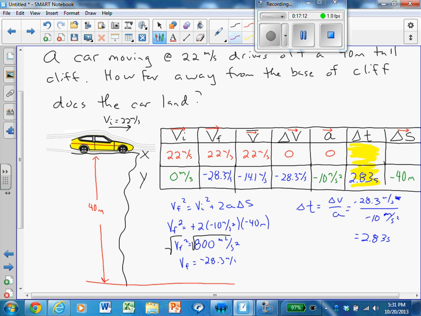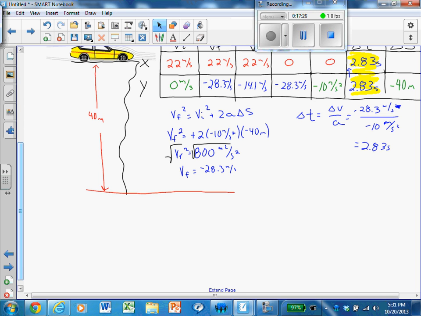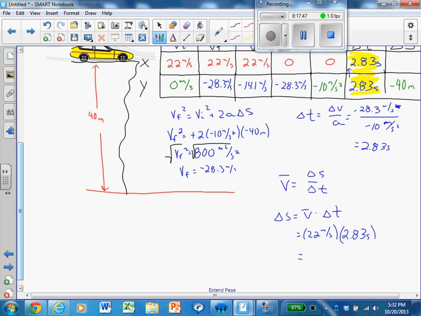And that 2.83 seconds is the same up here in the x direction as well, which allows us to calculate delta S from V bar is delta S over delta T. So delta S equals V bar times delta T. V bar is 22 meters per second in the x direction. Delta T is 2.83 seconds, and that gives us 62.3 meters.